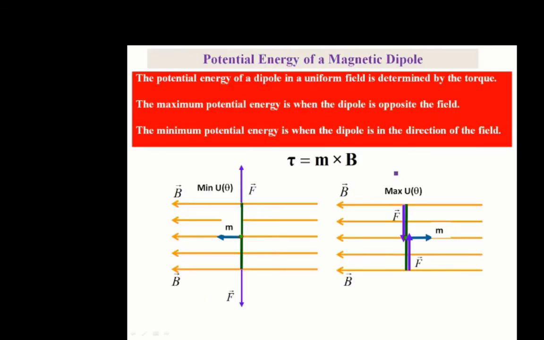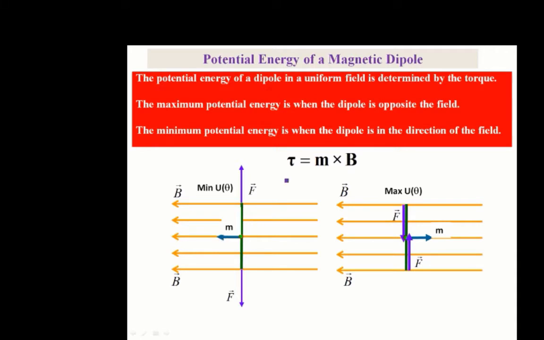Now let's look at a magnetic dipole, and so we're talking about the potential energy of a dipole in a uniform field, and this will be determined by the torque. So the maximum potential energy is when the dipole is opposite the field. That's over here. If you twisted the dipole so that the dipole moment is opposing the direction of the field, then you have the maximum value of the potential energy. The minimum is when you come over here and you have these parallel.